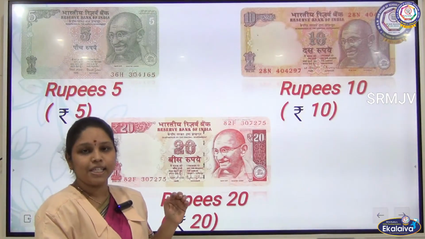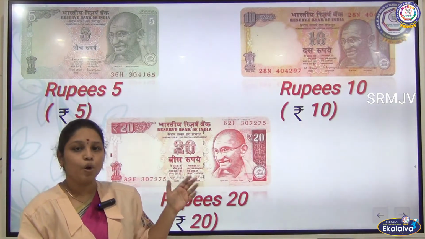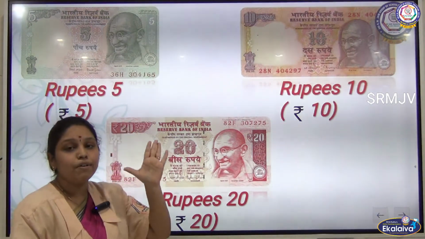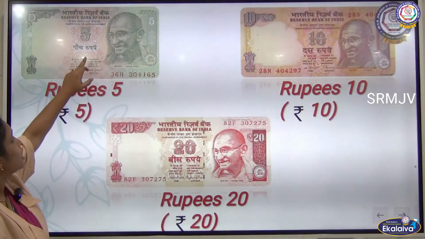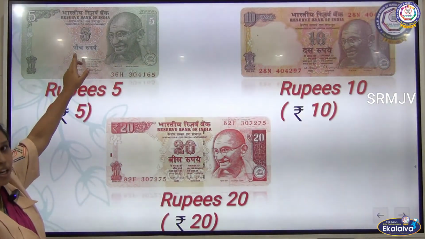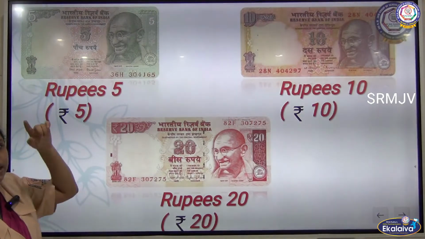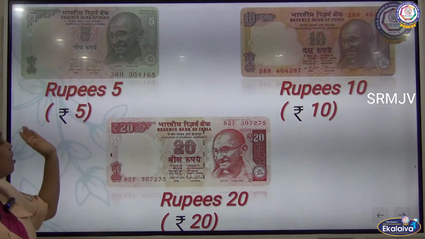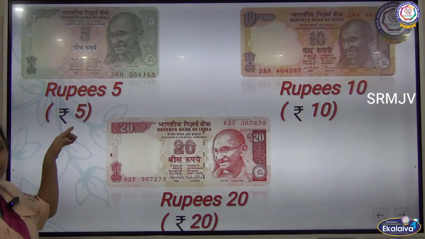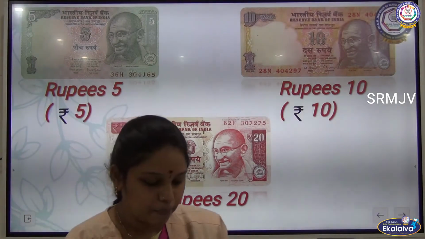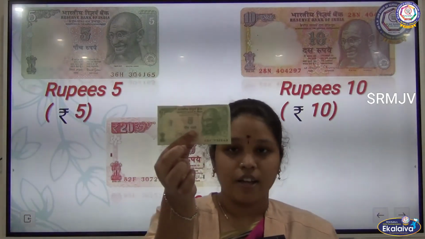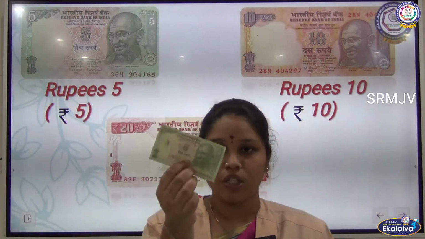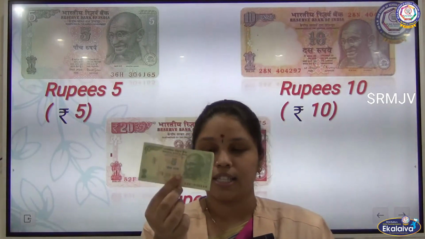Next, we are going to see the values of notes. The first one is the 5 rupees note. See, the number 5 is there. So it is the 5 rupees note. We can write rupees 5 or the symbol and then 5. See here, this is the real note. In notes also we have 2 sides.